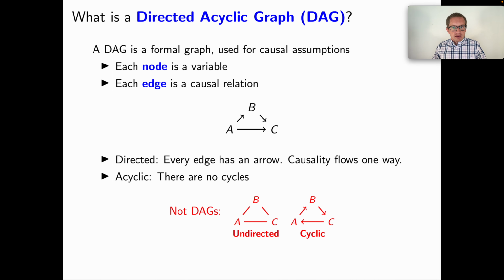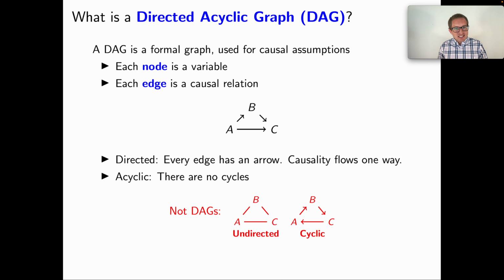So to illustrate what I mean, these two graphs are not DAGs. The one at the left is not a DAG because there's no directions on those edges. The one at the right is not a DAG because it has a cycle, from A to B to C and back to A. Cycles are not allowed in these causal graphs.